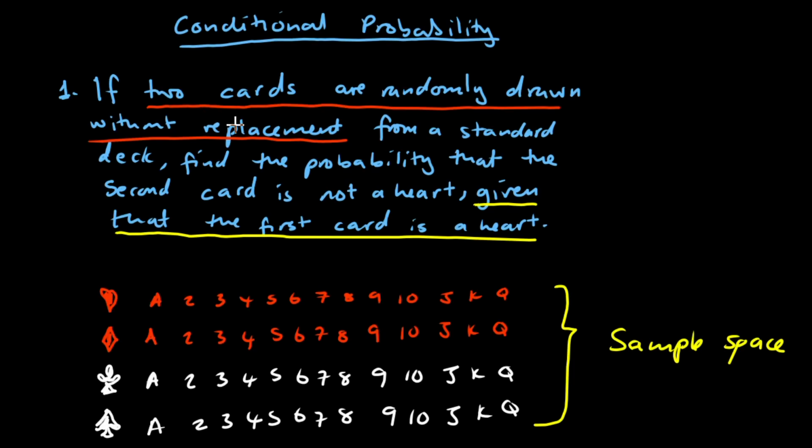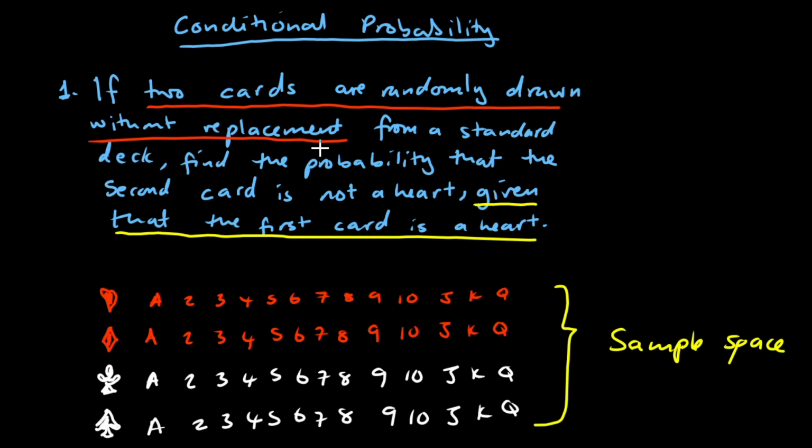Okay, in conditional probability, we are going to analyze this question. If two cards are randomly drawn without replacement, it means that when a card is taken out, it's not replaced, from a standard deck. Find the probability that the second card is not a heart, given that the first card is a heart. So what do we have here?